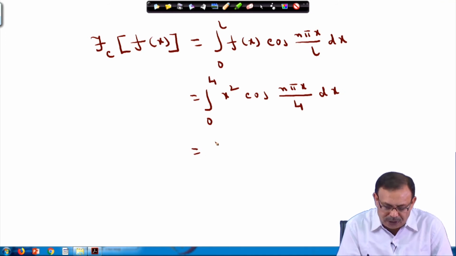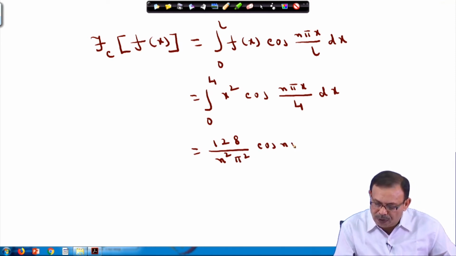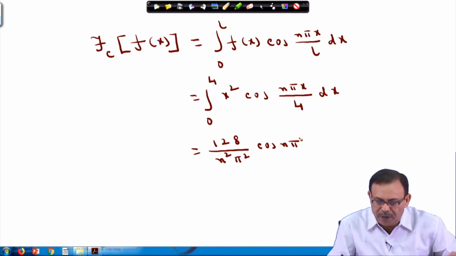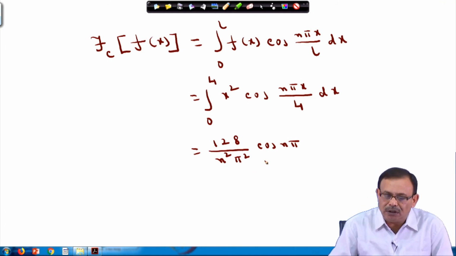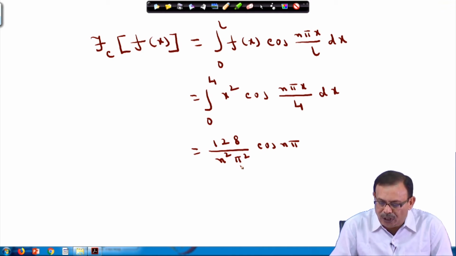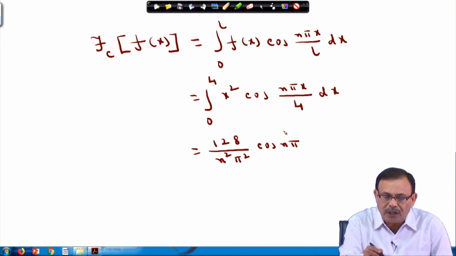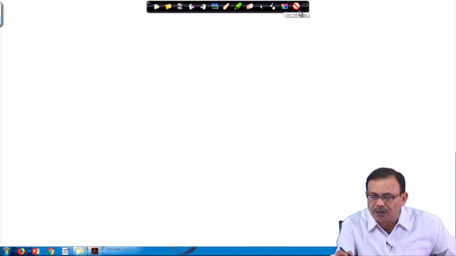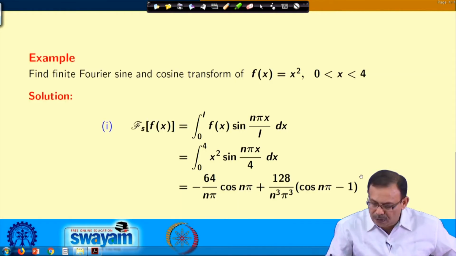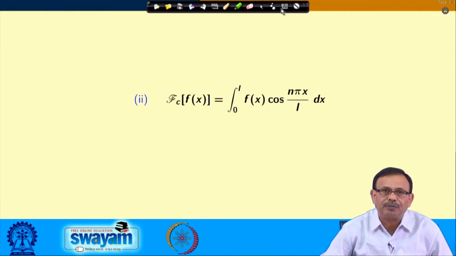If I evaluate the integral, I will obtain the value as 128 by n square pi square into cos of n pi. So, the cos of n pi value you can put in here. Your Fourier cosine transform of f(x), where f(x) is x square and x lies between 0 and 4, is equal to 128 by n square pi square into cos of n pi. So, if you just see it once, we have done it up to this.